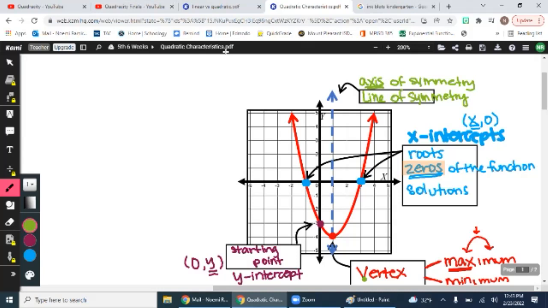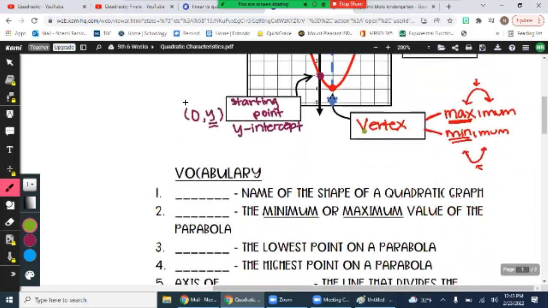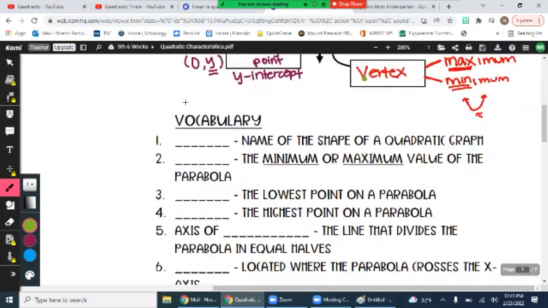What would you say? A horizontal line. Axis is just another word for a line. The x-axis, the x line, the line of x. So line of symmetry, axis of symmetry, okay? All right, let's go through these vocabulary words.